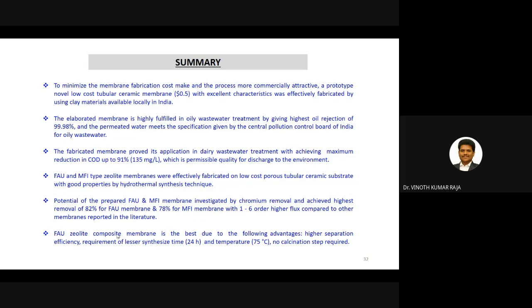And importantly, the FAU zeolite composite membrane is the best membrane as compared to the MFI membrane because of certain advantages such as higher separation efficiency and requirement of less synthesis time, that is 24 hours, within which you can make that membrane, and the temperature is 75 degrees Celsius only. For an MFI membrane, it requires 185. Also, it does not require the calcination step in the FAU zeolite membrane.